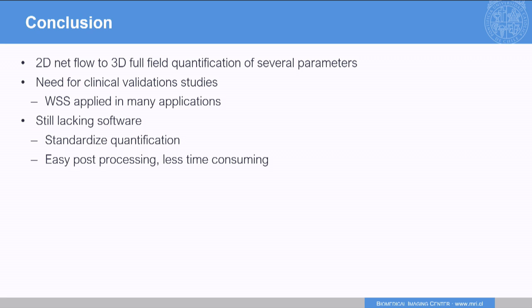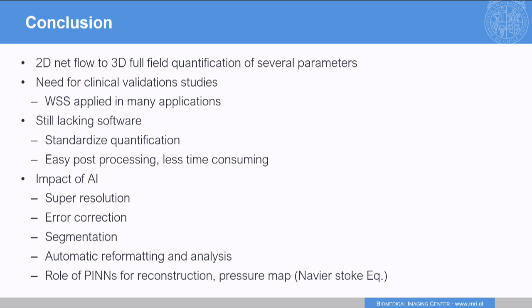But we are still lacking standardization, and we are still lacking some software for easy and less time-consuming post-processing tools. And maybe AI will come with some solution for this. As you see, AI might provide 4D flow with high resolution, and the error corrections and segmentation might be done automatically. And we might have also some automatic software for reformatting and analysis.